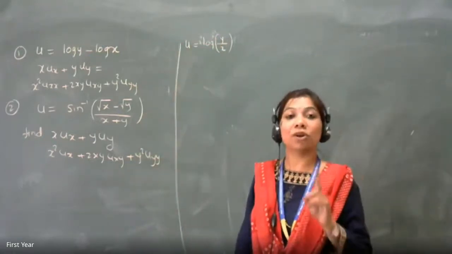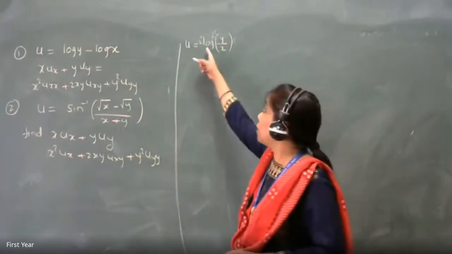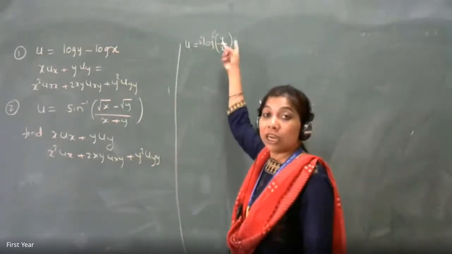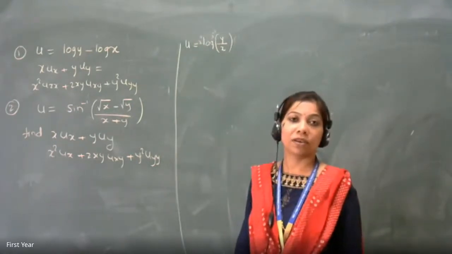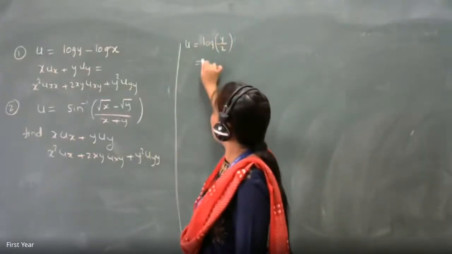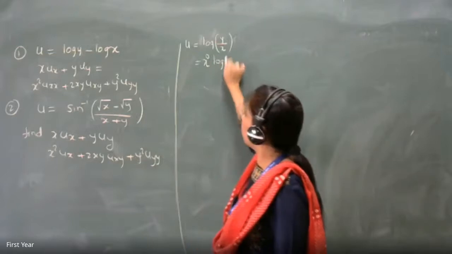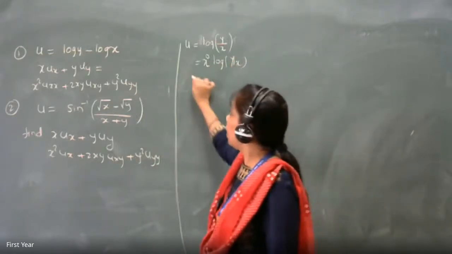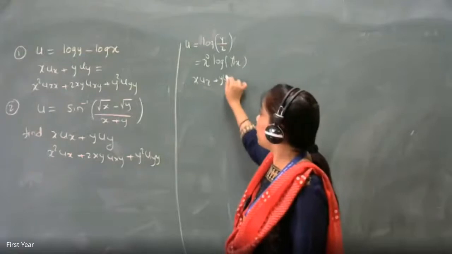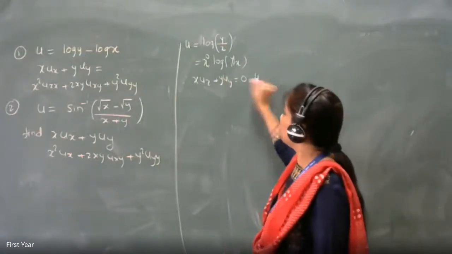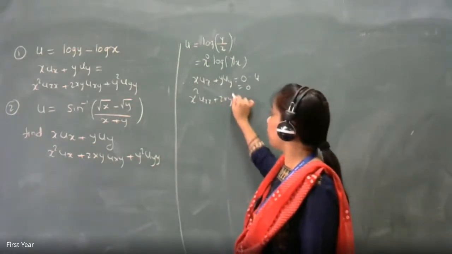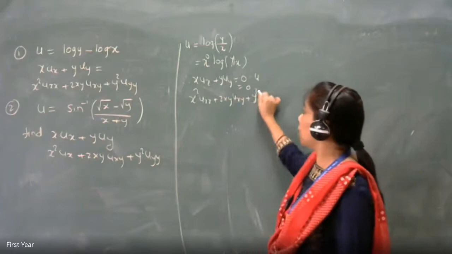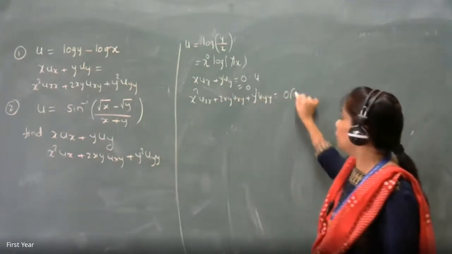So what is the most important thing that you have to take care of? If your u is a function of function, an internal function, if it is of degree 0, directly it is homogeneous. So u is homogeneous because this can be written as x raised to 0 into log of y by x. And therefore, x ux plus y uy is equal to 0 into u, which is 0. And the second order x square uxx plus 2xy uxy plus y square uyy will be 0 into 0 minus 1.